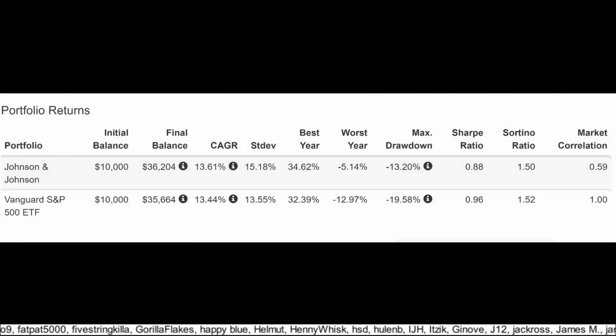We see that we end up with a final balance for J&J of about 36.2 grand versus the S&P 500, which would have taken us to 35.6 grand. That means that J&J's total returns slightly outperformed the market over the time frame we selected.